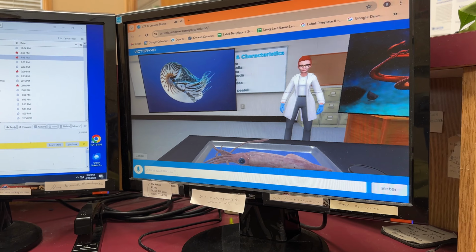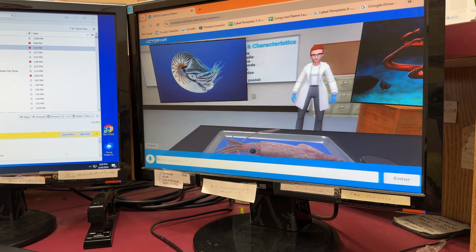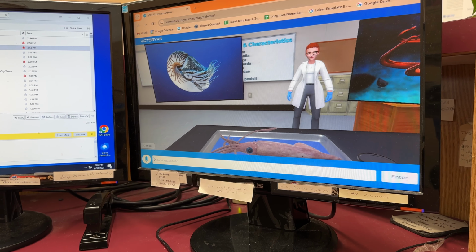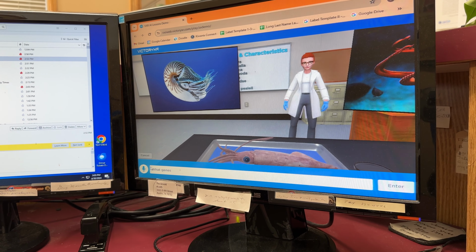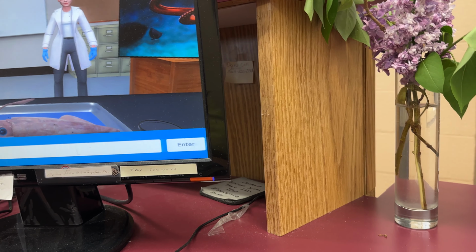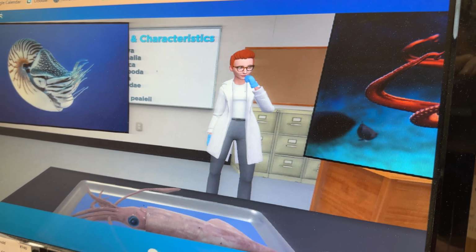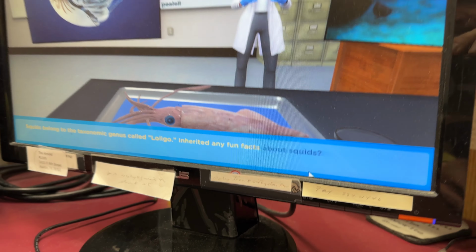Hang on. All right, now you could press the button on the left and talk to her, but let's just type in a question to start. Why don't you say, what genus is the squid? And now see that little enter button on the right? Go ahead and click that. And now Wendy, the science teacher, says squids belong to the taxonomic genus called Loligo. Any fun facts about squids?